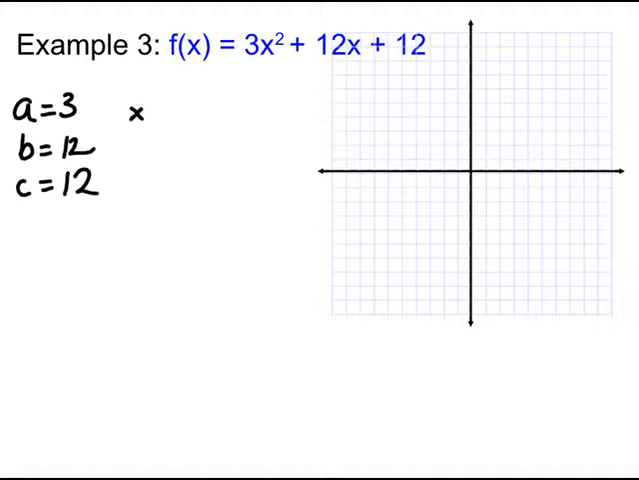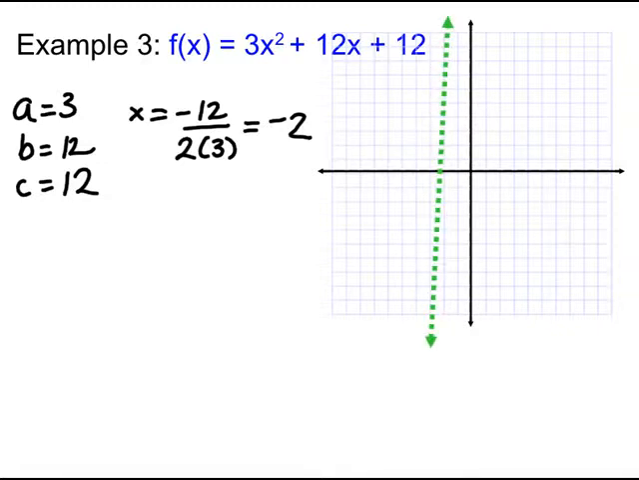I do x equals negative b over 2a, which gives me negative 12 over 6, which is negative 2. I draw in my axis of symmetry. A little off there. I take my value and I plug it in.